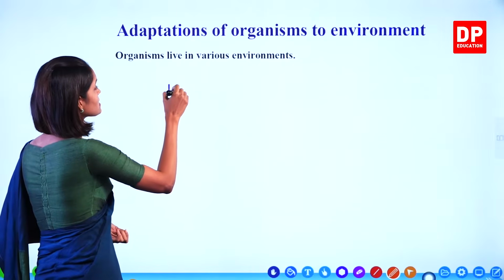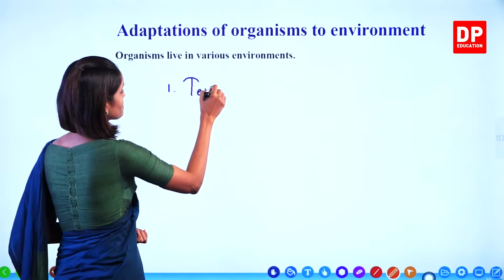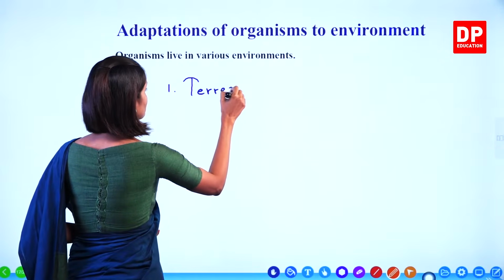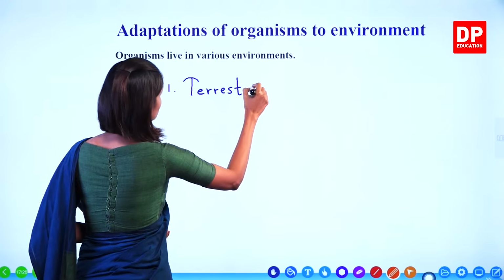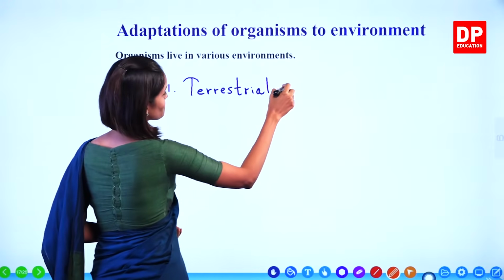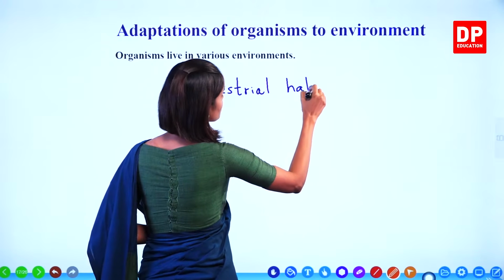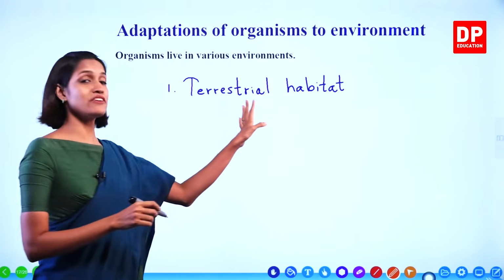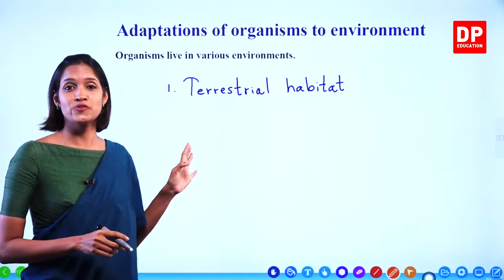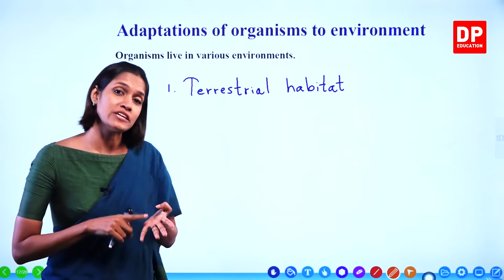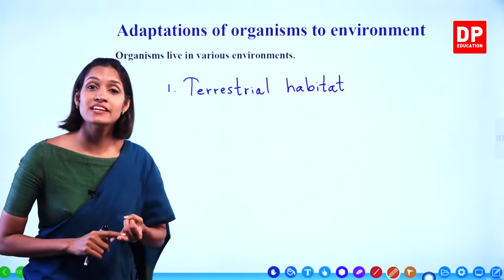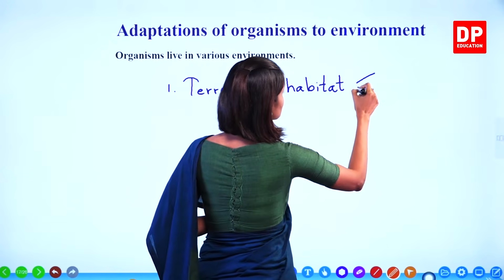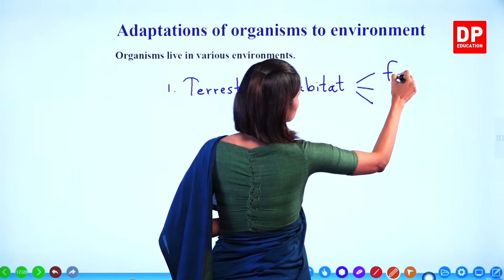So environments, terrestrial environment. Terrestrial environment or terrestrial habitat. When it comes to terrestrial habitat, you can divide this terrestrial environment into other areas as well. What are the other areas? Forest, grassland and desert areas. Okay, so these are the other examples for these terrestrial environments.